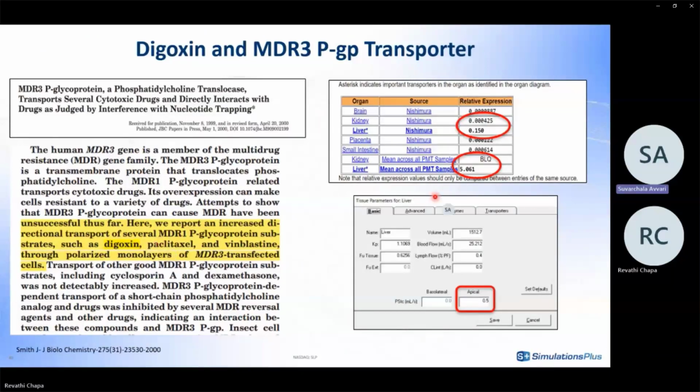So we started with understanding the expression level of this MDR3 PGP transporter in different tissues. We can see that this MDR3 PGP transporter is highly expressed in liver with minimal expression in kidney. We don't have any in vitro data like the Km and Vmax to start with. So the way that we incorporated this into the model is through the apical PSTC in liver, with the apical PSTC of 0.5 in liver.